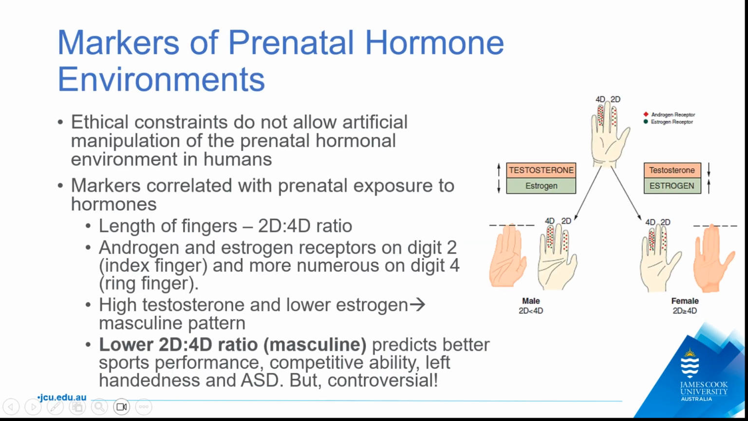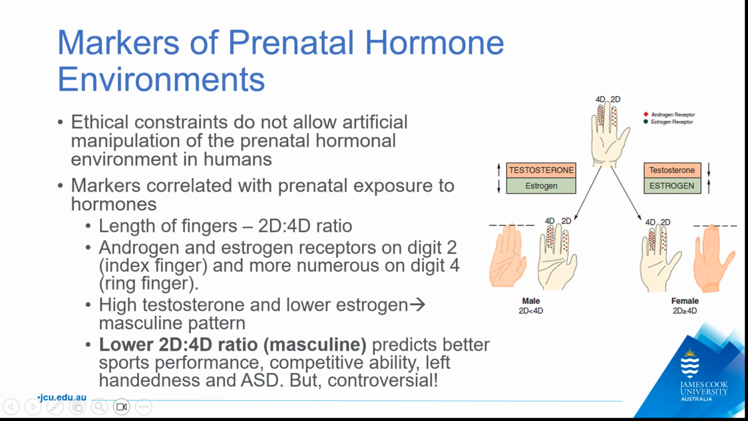Now we come to this very interesting slide, the first of all these markers of prenatal hormone environment. Take note why we do such studies: ethical constraints do not really allow artificial manipulation of the prenatal hormonal environment. So we have to look at structural, physical outcomes. And this is one of the easiest to spot.